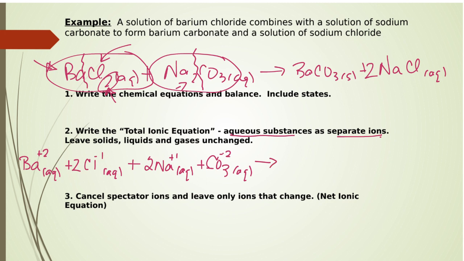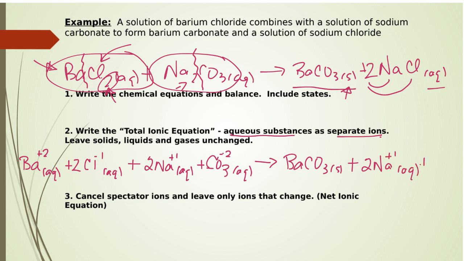We move over to the product side, and here we are with our product barium carbonate, but it is not AQ. So don't separate it. You leave it alone. This is your precipitate, and you would see this precipitate floating around in solution. It's not dissolved. We move over to the last substance. It is aqueous, and I have a 2 out front. The 2 applies to sodium ions, and the 2 applies to chloride ions. So we're going to separate those into their 2 ions. And again, that 2 applies to both. And then put your states in.